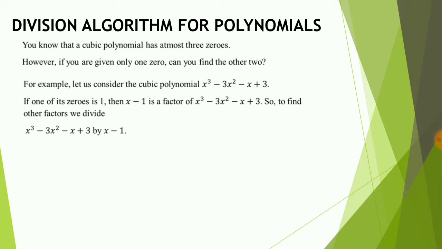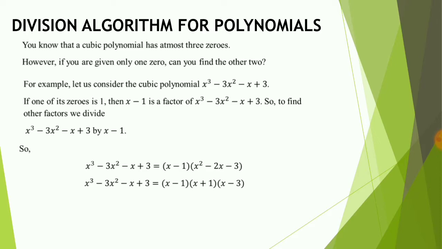So to find out the other two factors, we divide x cube minus 3x square minus x plus 3 by x minus 1. Let us see what we get after division. x cube minus 3x square minus x plus 3 is equal to x minus 1 into x square minus 2x minus 3.